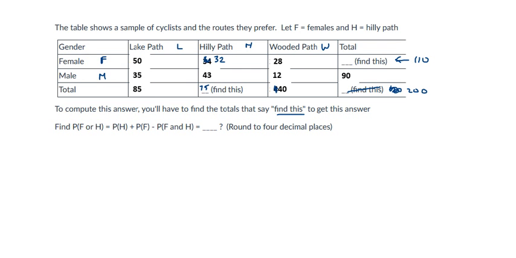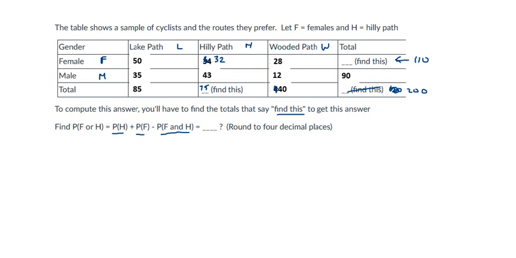When we do this, we find these totals. Why do we want to find these totals? Because we're interested in the probability of finding somebody who is either female or takes the hilly path. Our formula says to take the probability of those who take the hilly path plus the probability of those who are female, and then take away the probability of those who are both female and take the hilly path, since those two groups overlap each other.